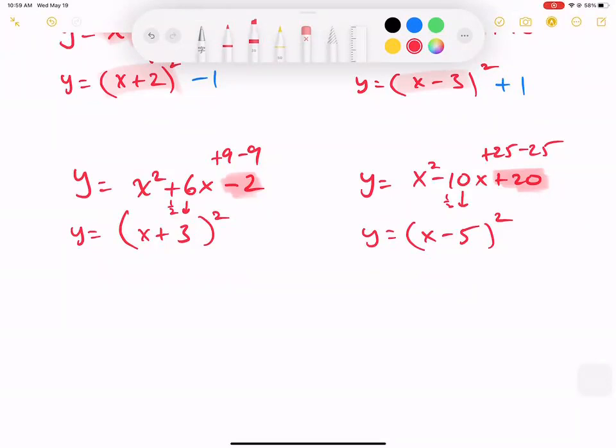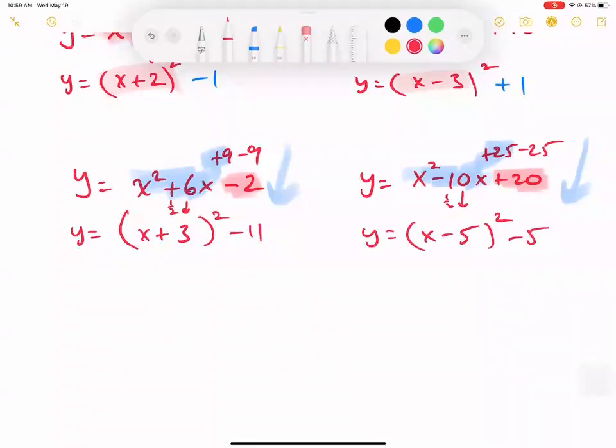So we have our perfect square. This is our perfect square here. And all the leftovers, flush them down the toilet. So negative 9 minus 2 is negative 11. Negative 25 plus 20 is negative 5. We have just completed the square for both these problems.